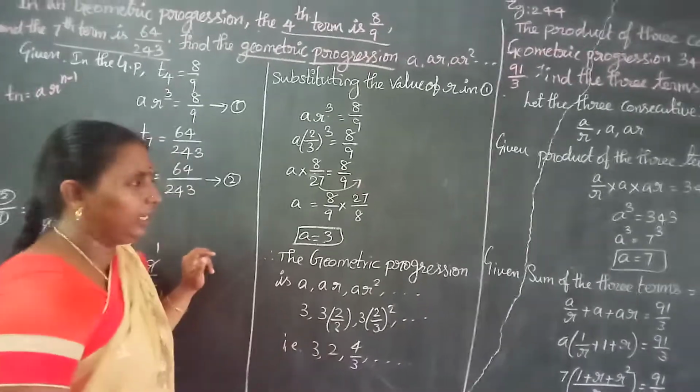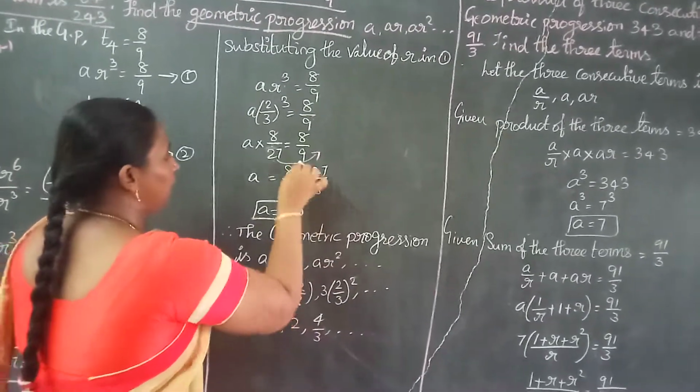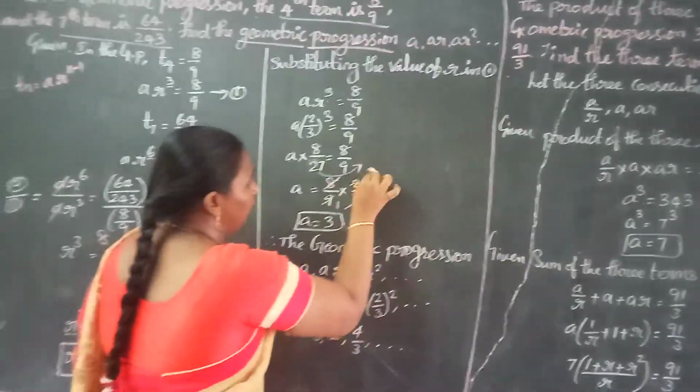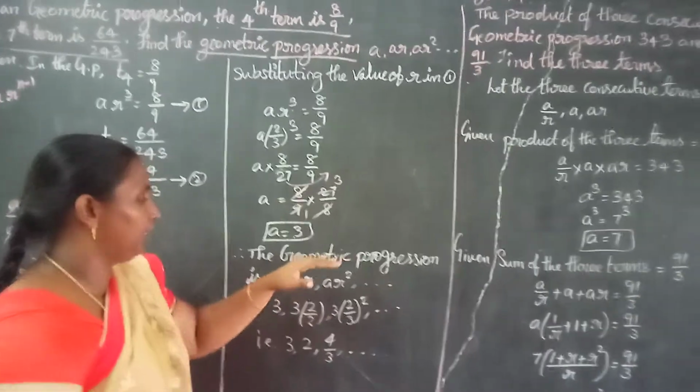Send this to the right hand side. It will take the reciprocal, so 27 by 8. Here 8 will get cancelled. 9 ones are 9, 9 threes are 27. So the A value will be 3. So that's the geometric progression.